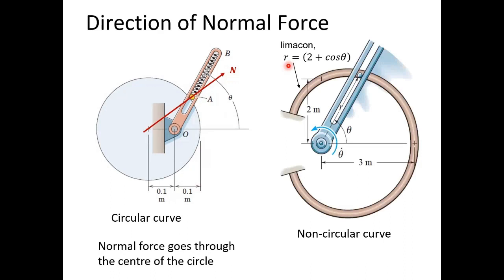Now, for example, if you look at a limacon, a curve like this, which is defined by r equals 2 plus cos theta, the r is this one and theta is this. So this is not a circular curve. Then the normal reaction or the normal force is of course normal to the tangent drawn at this point to the curve, but we don't know what that direction is.